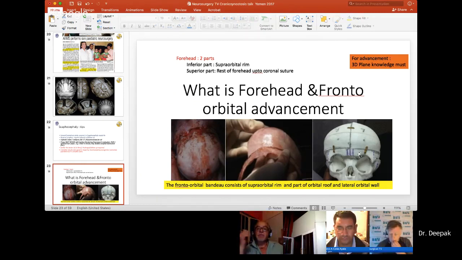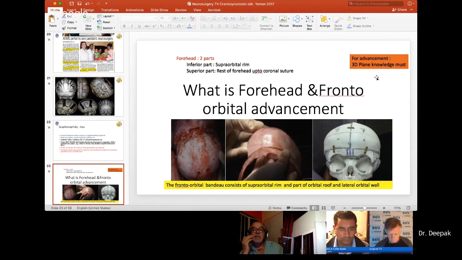And if you talk about the supraorbital rim, this is also called bandeau by some surgeons, and it consists of supraorbital rim and part of the orbital roof and the lateral orbital wall. So this whole construct is called the frontoorbital bandeau. So we always do frontoorbital advancement and reshaping of the anterior 2/3 of the skull ahead of or just behind the coronal suture.